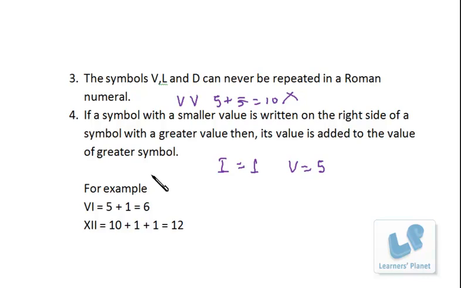So further, we have a quick recap. If a symbol with a smaller value is written on the right side of a symbol with a greater value, then its value is added to the value of the greater symbol. Suppose I have XI. Now what is X? It's 10, and I we have written on the right side of X. So the value of I will be added to this 10. That is 10 plus 1, and that is 11. So if you have to write 11 in Roman numerals, you have to write it like this.